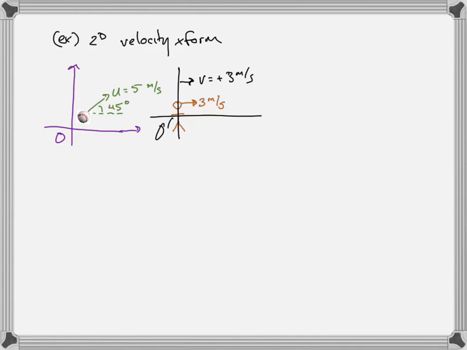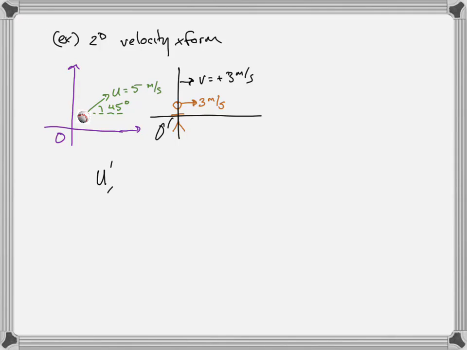So again, you've got to figure out what frame is what, and whether 3 meters per second is the velocity of a frame or the velocity of an object, and whether 5 meters per second is the velocity of a frame or the velocity of an object. In this case, I told you that the velocity of the object relative to my frame was 5 meters per second. So now I want to find u prime.